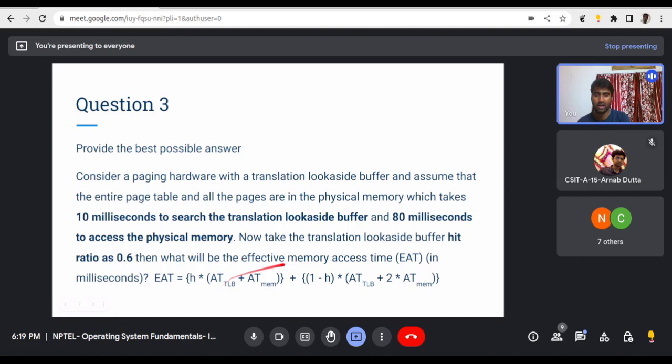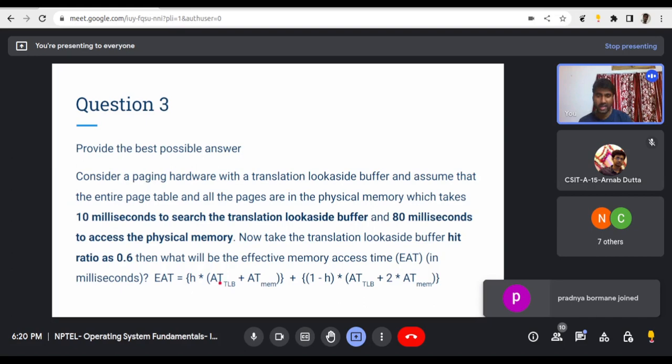Okay, so everything is given in milliseconds, you do not need to worry about that. So what is this formula? Let me give a brief explanation about what this formula actually says. So H is the hit ratio, AT refers to the access time of TLB. Yes, I got one answer. So would anyone else like to contribute? You may use the chat box as usual.